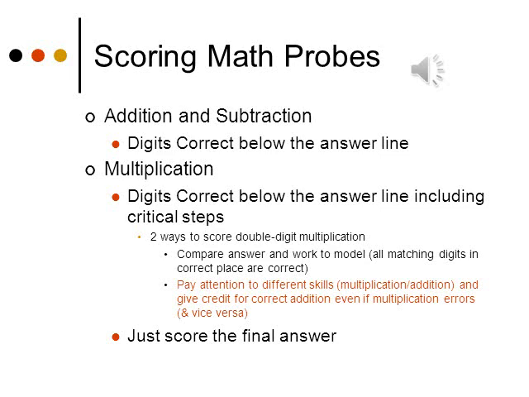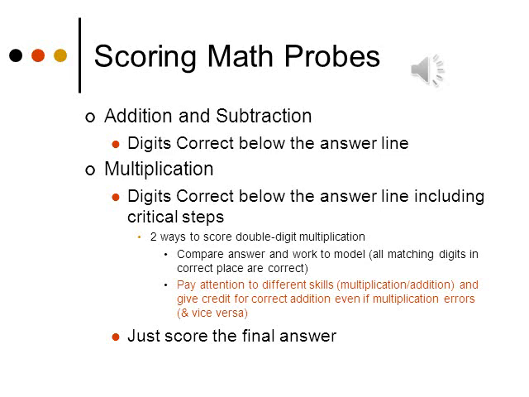So there are two ways to score this when we're talking about double-digit multiplication. We can compare the answer and the work, so all the numbers below the answer line, to a model, and we just simply compare, and all matching digits in the correct place are correct. Or we can pay attention to different skills. So in two-digit by two-digit multiplication, we have multiplication and addition, and we can give credit for correct addition even if multiplication errors are made, and vice versa.